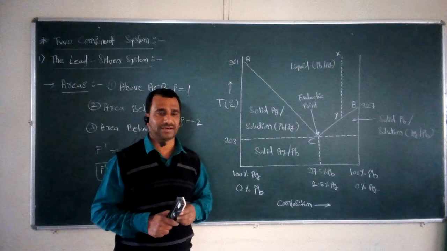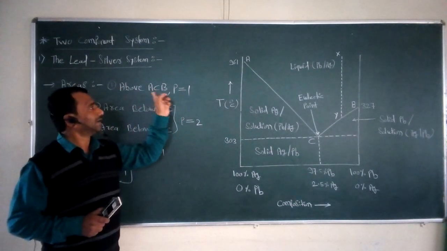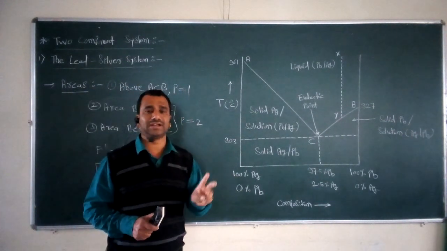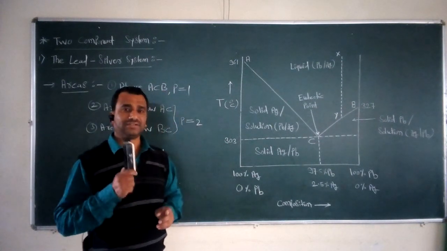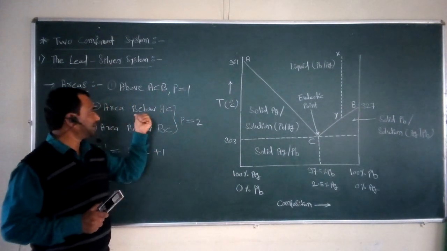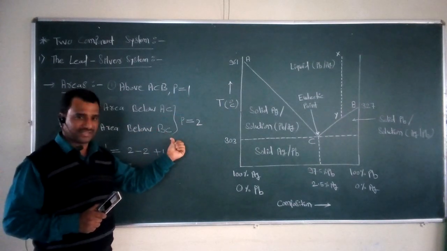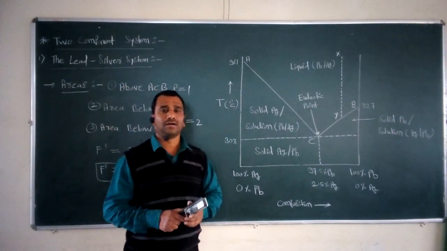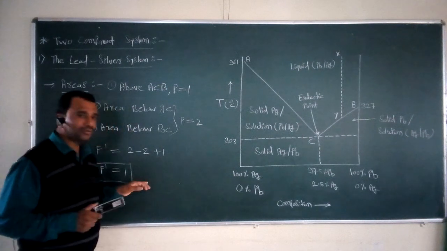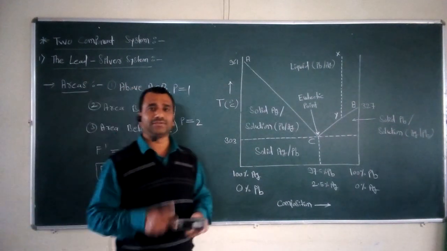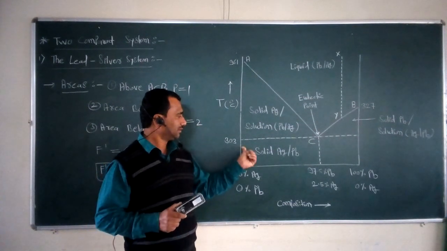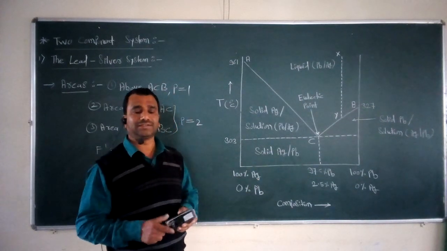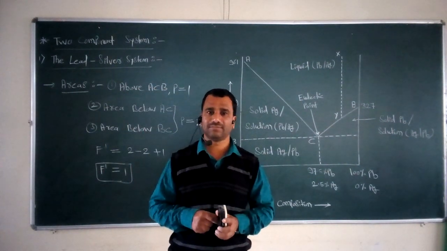So there are four important areas present in this phase diagram. The first area is the area above ACB, having only one phase, that's why its degrees of freedom is equal to 2, so that is called a bivariant system. The second and third important areas are the area below AC and the area below BC. These areas have phases equal to 2, so they are called monovariant systems. And the fourth important area is the area below the temperature 303 degrees centigrade.